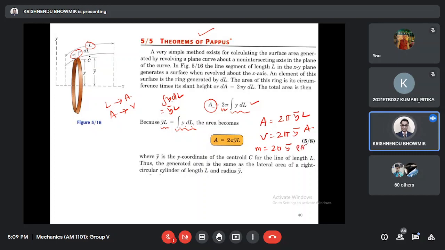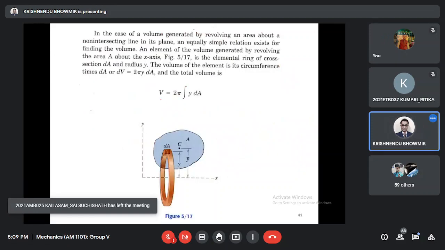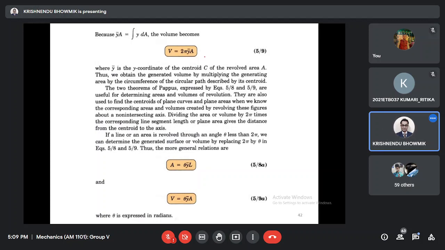Or somebody can write M equals 2 pi y bar rho A, or for weight, rho g, that expression we can use. Here, instead of 2 pi, it can be alpha also. If alpha equals 2 pi, then it is a complete rotation. So we will utilize this. The same expressions for area can be used for length also.